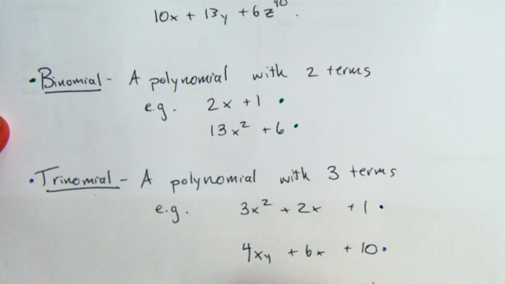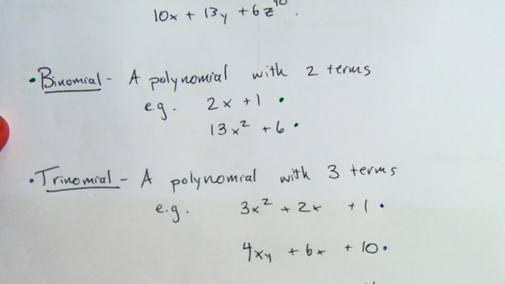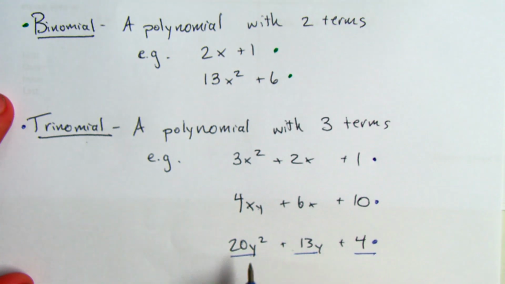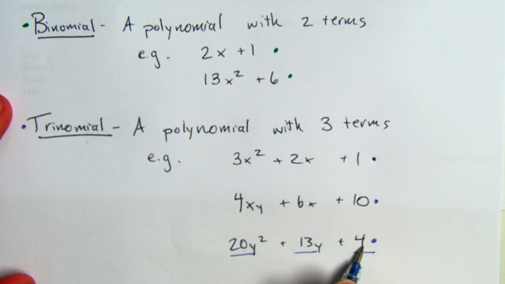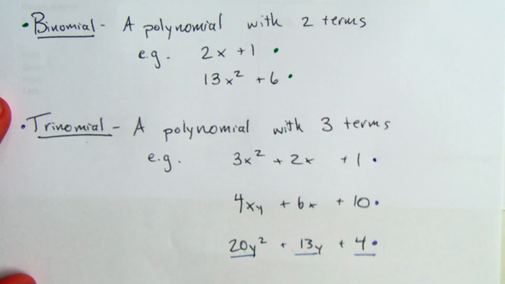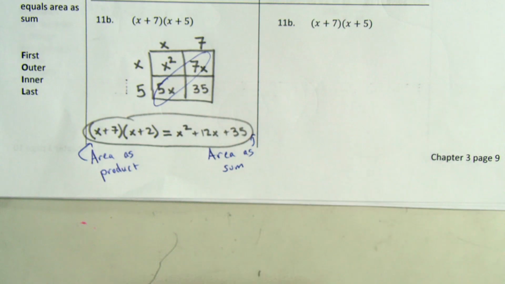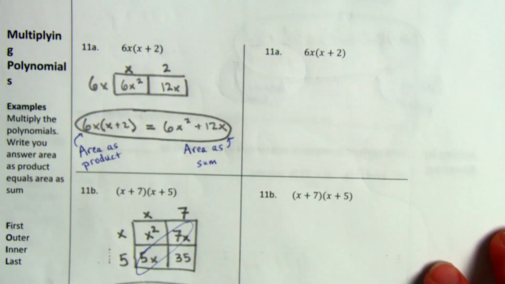Now these are not like terms. You cannot combine like terms. Whoops, I'm pointing to this one down here. They're not like terms. You cannot combine like terms. So we just leave it as the sum of three terms. So that was kind of a review of the vocab.